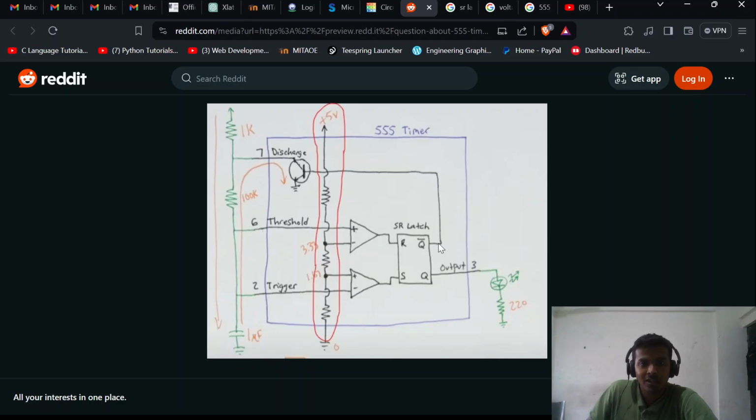Now when Q dash gets 1, it will start the transistor, or open the transistor gates. So what happens when you start the transistor? Before that, the capacitor was charging.